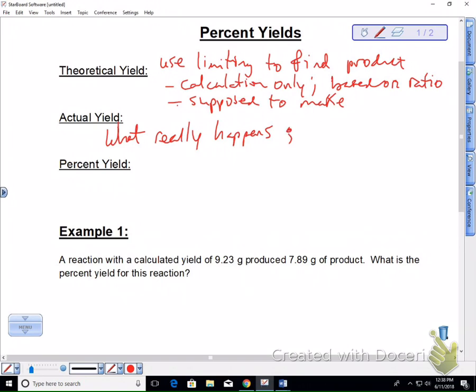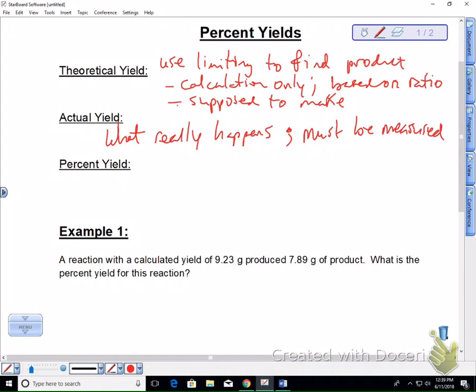And that's the case. It's not something that we can calculate. It's only something that we can measure. You go to the lab, you run the experiment, and you calculate with mass, volume, whatever you use to measure, how much of the product that you make. You'll recognize the actual yield because it is typically given to you in the problem. Since it has to be lab-based, you have to be given that information in the problem.